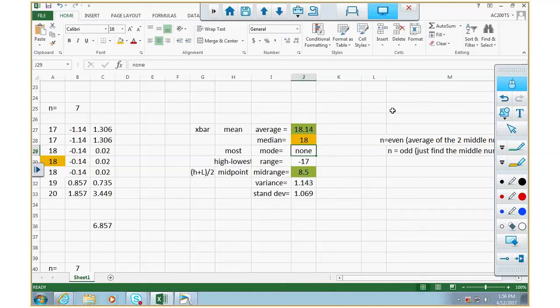What number shows up the most? 18, good.